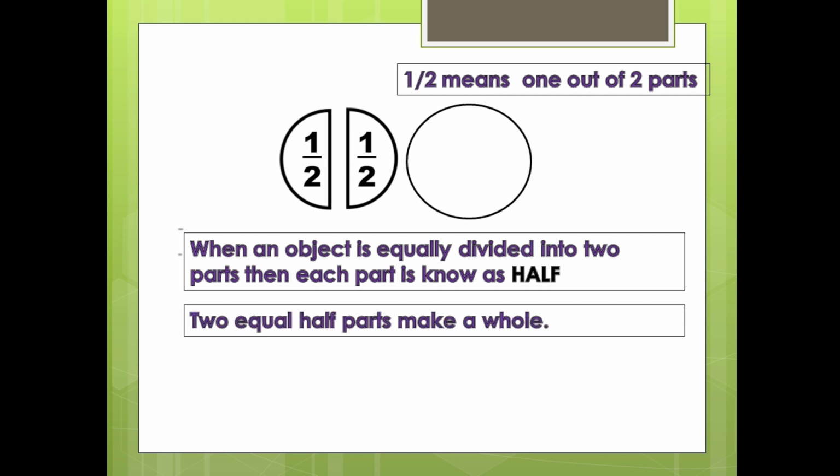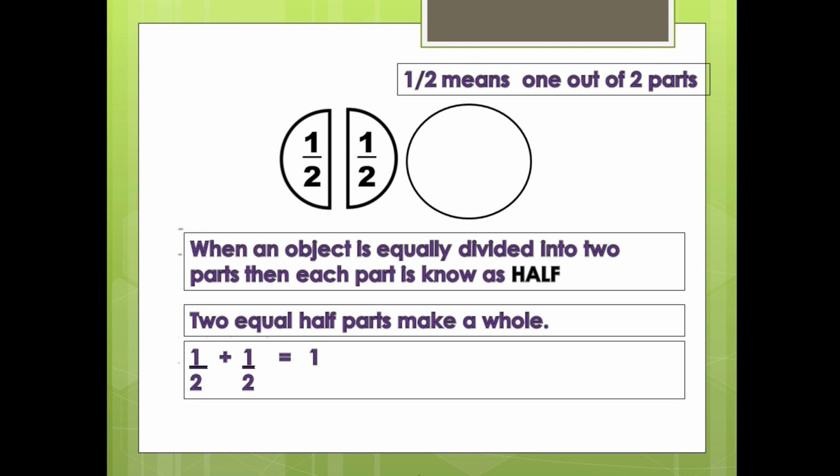Now 2 equal half parts make a whole. Yes or no? This was a whole circle. That is 1. Whole means 1. And from that whole, I divided into 2 parts. So if we add these 2 parts, this part and this part, then it will become a whole circle, no? So that's why 2 equal half parts make a whole. It is 1/2 plus 1/2 equals 1, because 2 halves will make 1. And what is this known as? This fraction is known as half fraction.